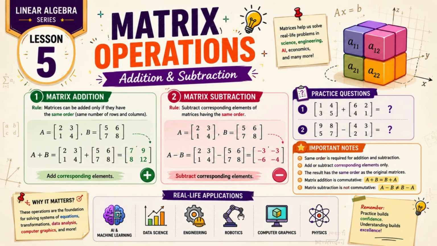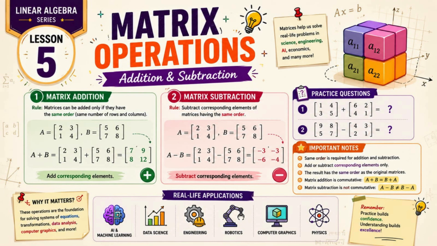Part 2. Matrix subtraction. Matrix subtraction follows exactly the same rule as addition. Again, both matrices must have the same order. Subtract each corresponding element. Example: A equals 2, 3, 1, 4. B equals 5, 6, 7, 8.